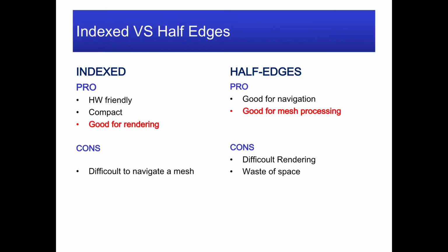Then you have all these adjacency relations, and as I said, we have indexed and half-edge. The good thing about indexed is that it's compact, it's very nice, it's easy to read, like two vectors, and it's good for rendering. But sometimes it's difficult to navigate the mesh. If you want to get from a vertex the star of the vertex, or from a face the adjacent faces, you need to construct some additional structure.